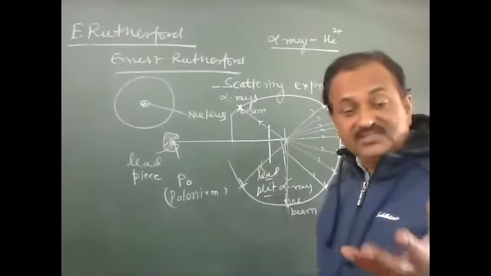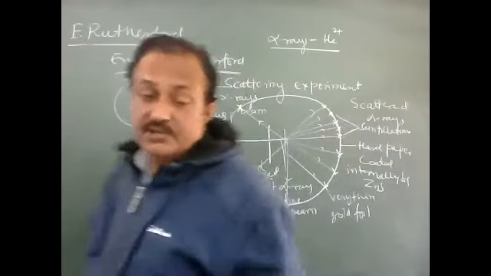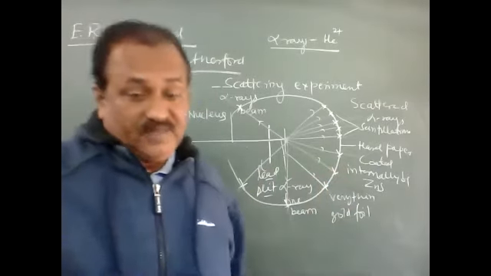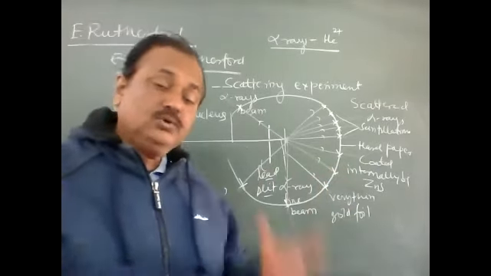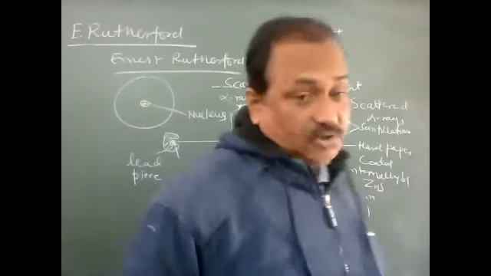So he was surprised and asked Thomson to explain my observation. So he was unable to explain. And so that was the reason behind the failure of Thomson's atomic model.